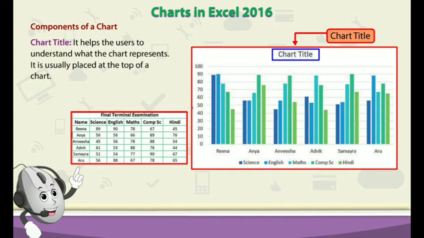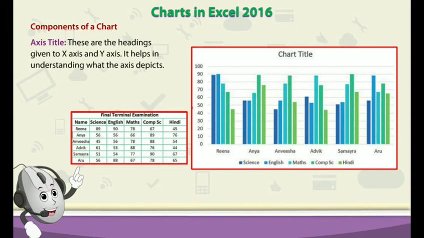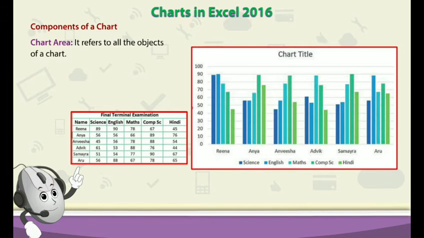Now chart title. It helps the user to understand what the chart represents. It is usually placed at the top of the chart. Suppose it is the result of class 6, so the chart title is result of class 6. Axis title. These are headings given to the x-axis and y-axis to help understand what the axis describes. They are axis titles.